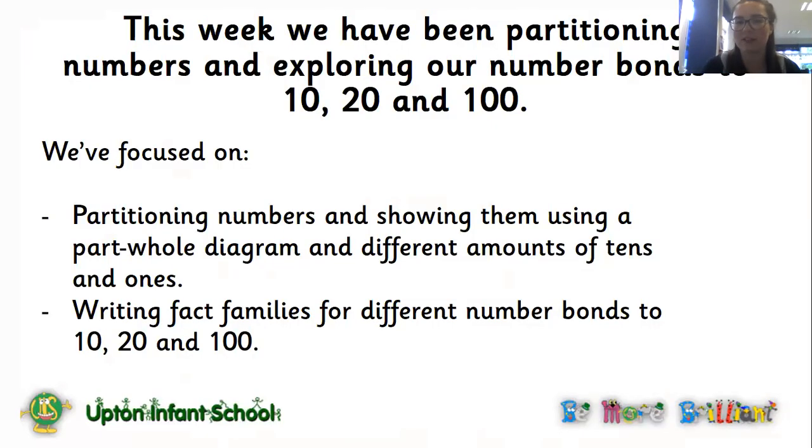So this week in maths we've been looking at partitioning numbers and looking at our number bonds, and we've tried to go all the way up to 100 if we possibly can. So we've been looking at partitioning and showing them in a part-whole diagram, a cherry diagram, and thinking about the different amounts of tens and ones. And we've also been writing some fact families for different number bonds.